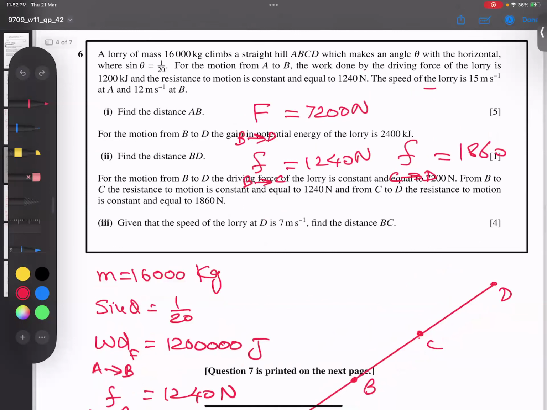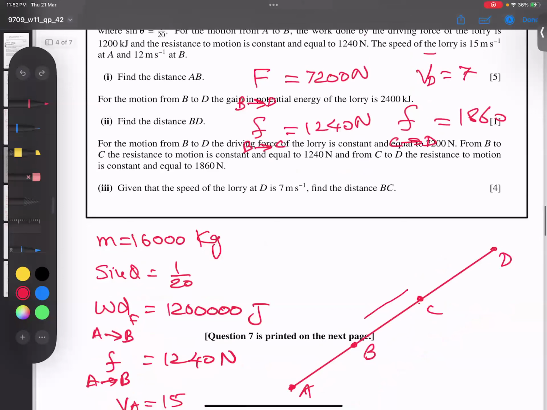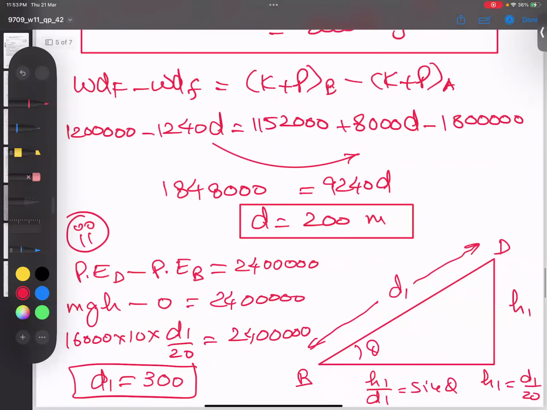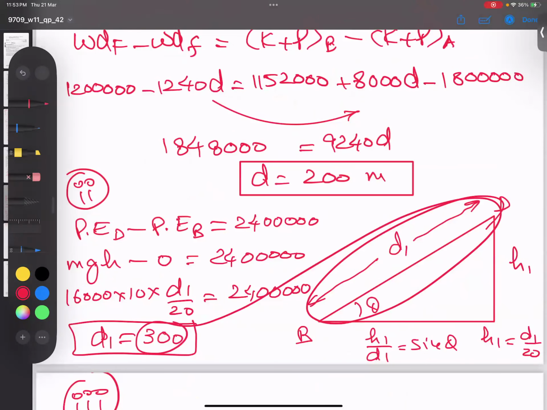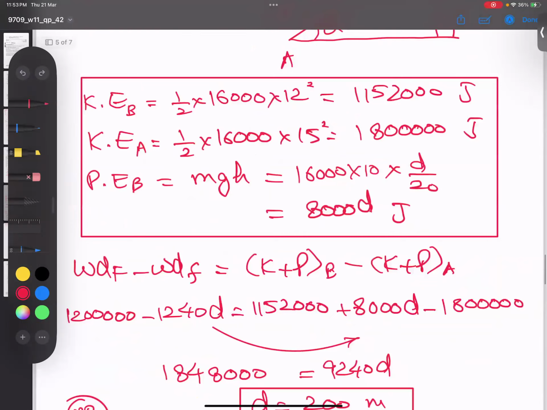I think the idea is very, very clear. And he said that speed at D is 7. So I'm writing on the top, velocity at D equal to 7. And what is my target? My target is to get the BC distance. So this is my target. I assume this is X, and common sense, this will become 300 minus X. You ask why, sir? Because B to D distance, I just got it, 300 meters. So I think the concept is clear.